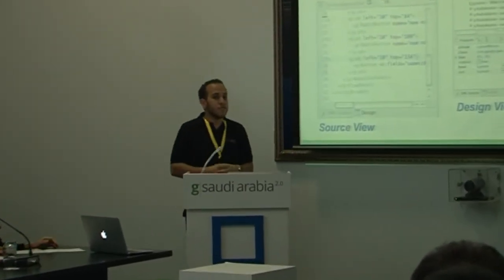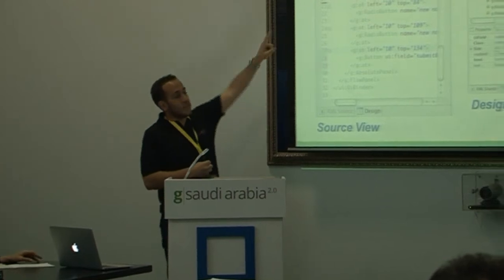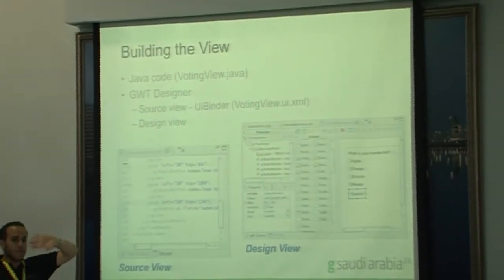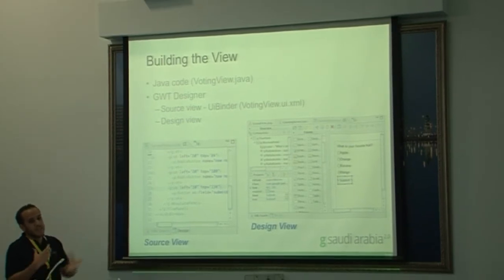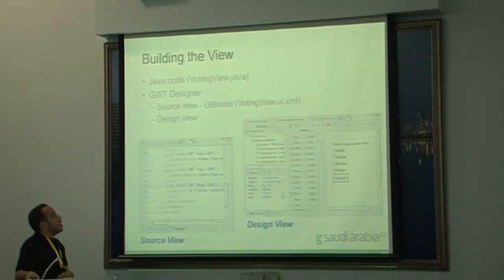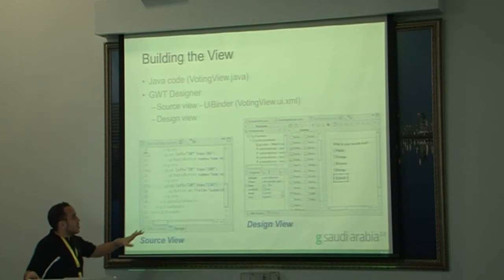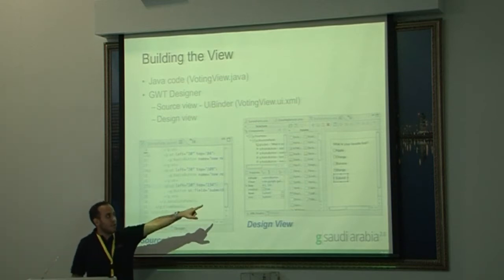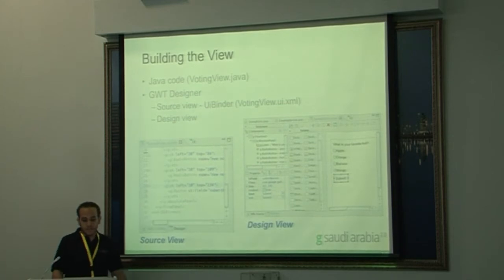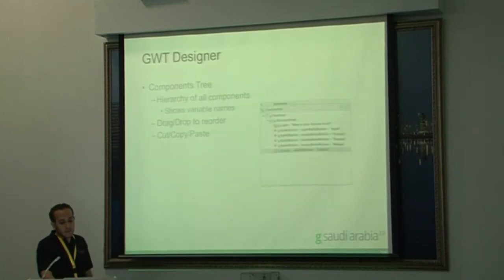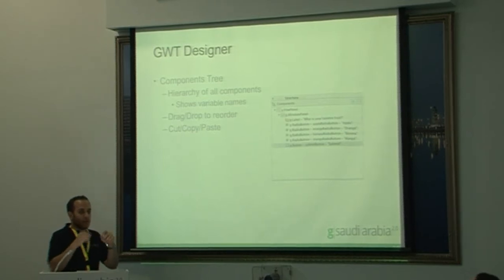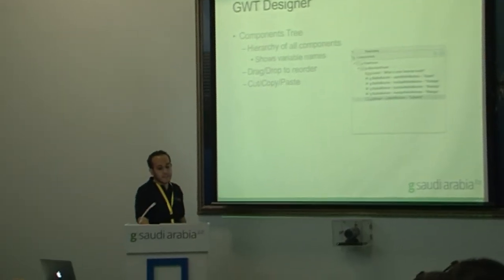For each of the views, there's two components. There's the Java class, and there's the UI XML. UI XML is for layout again, and the Java class is for all the business logic. And so as you manipulate the UI on the right side, it'll automatically generate the XML on the left side. There's a tree component, which gives you a tree view of your UI. It allows you to manipulate it a little bit easier.